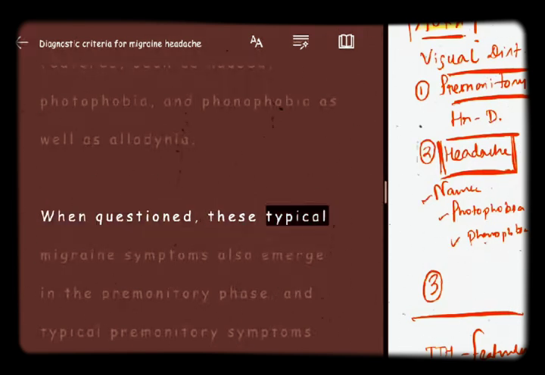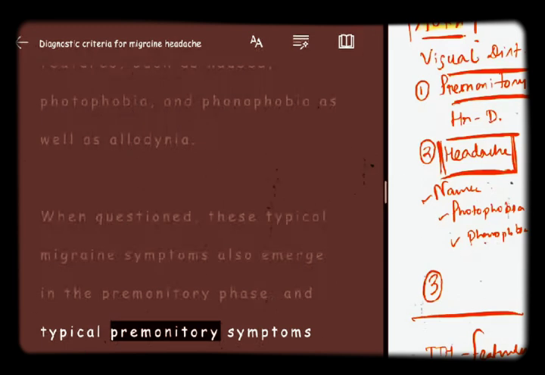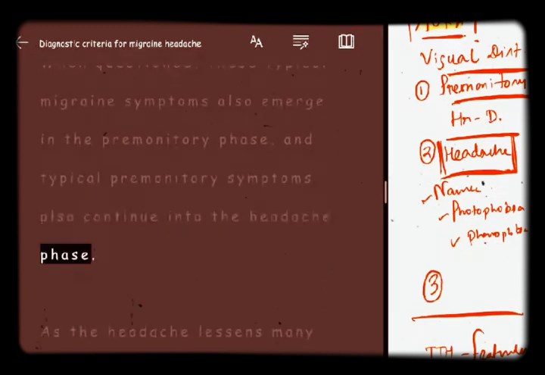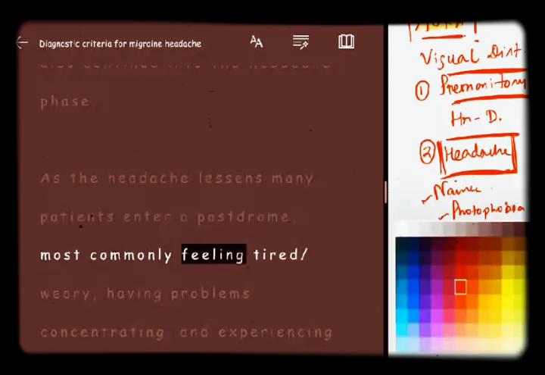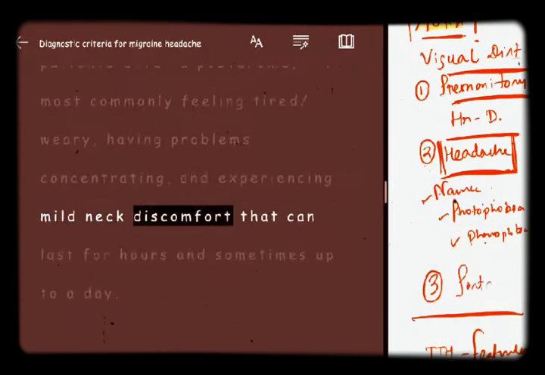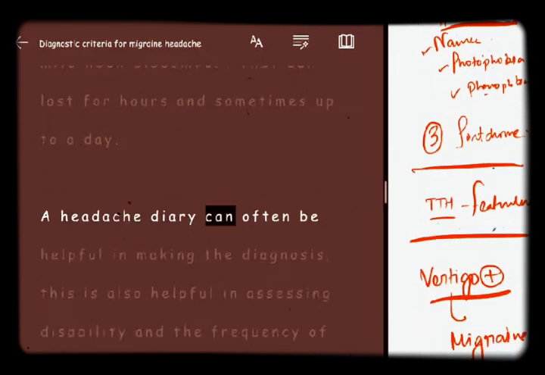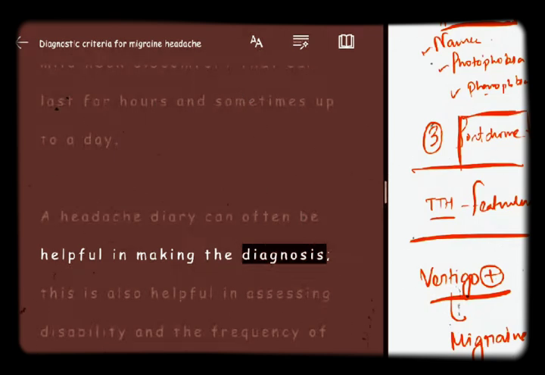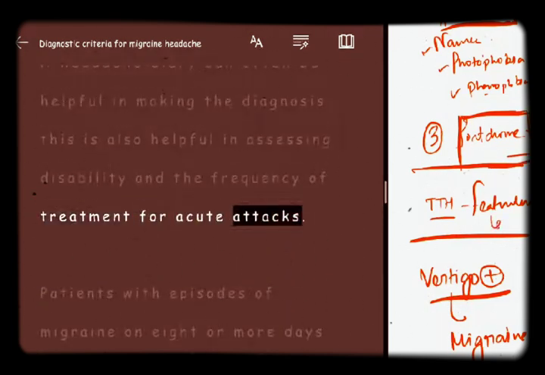When questioned, these typical migraine symptoms also emerge in the premonitory phase, and typical premonitory symptoms also continue into the headache phase. As the headache lessens, many patients enter a postdrome, most commonly feeling tired/weary, having problems concentrating, and experiencing mild neck discomfort that can last for hours and sometimes up to a day. A headache diary can often be helpful in making the diagnosis. This is also helpful in assessing disability and the frequency of treatment for acute attacks.